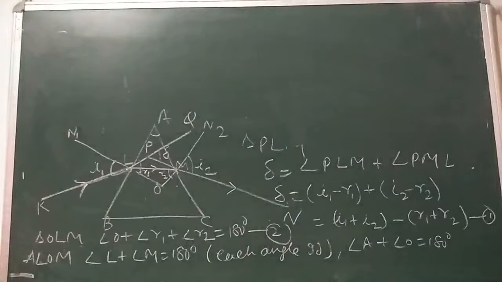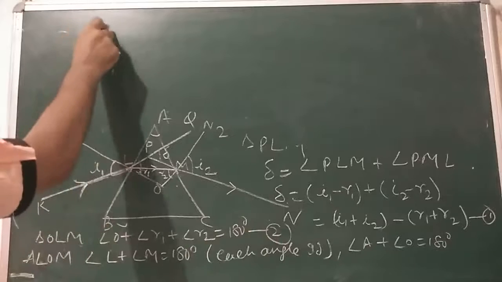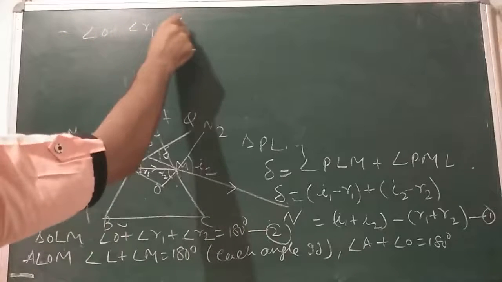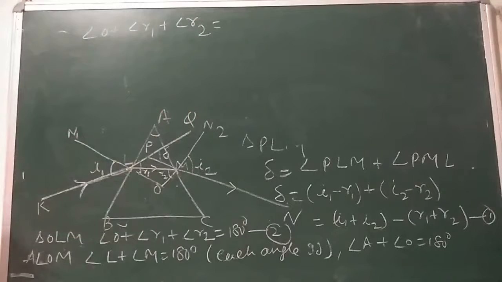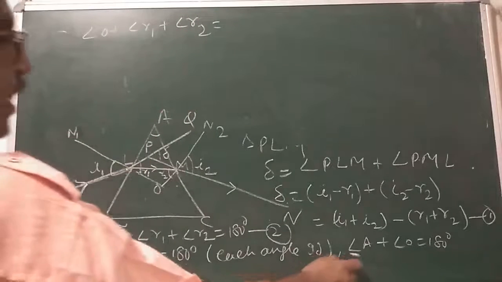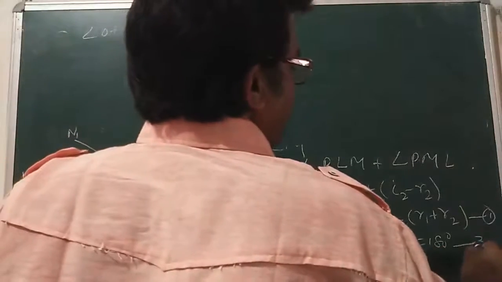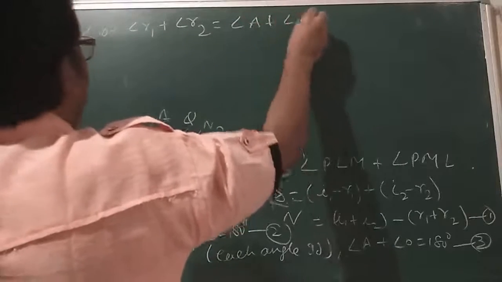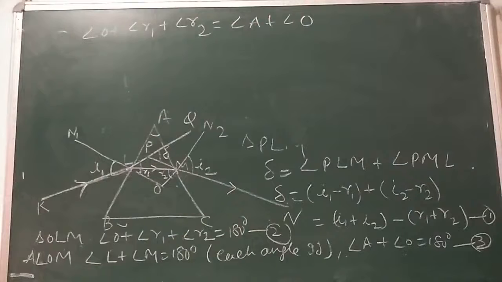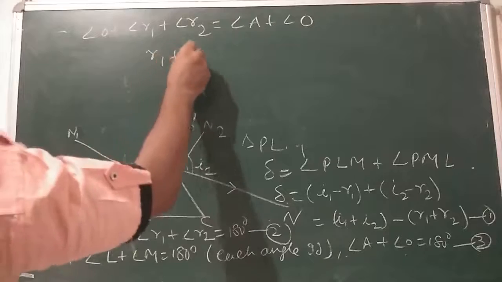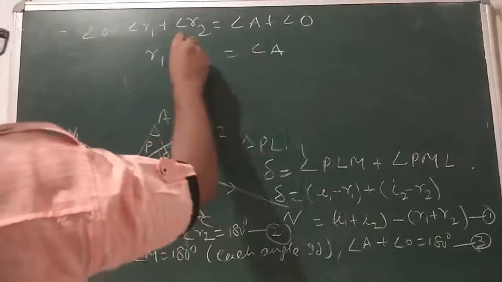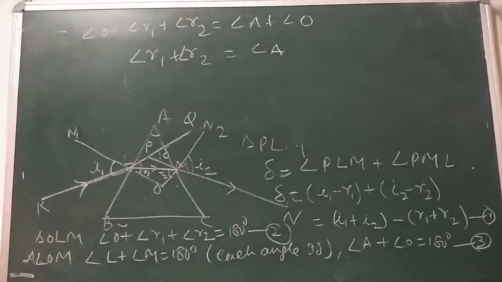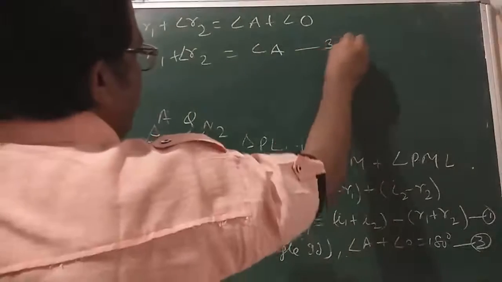Now, using our equation number 2, this is angle O plus angle R1 plus angle R2. That is equal to angle A plus angle O. Say this is our equation number 3. Compare 1, 2 and 3. Angle A plus angle O, O may be cancelled out. So here you are getting R1 plus R2 is equal to angle A. Say this is our equation number 3A.